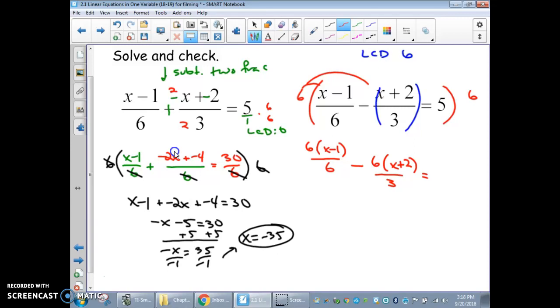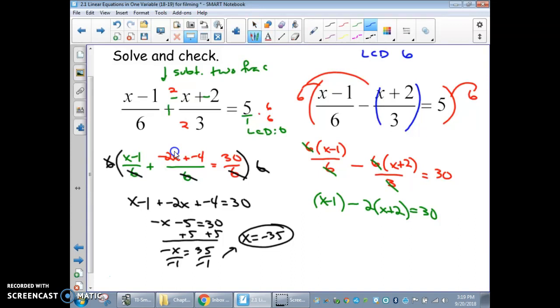And then on the right-hand side, when we distribute, we end up with 30. When we go to reduce, 6 over 6 turns out to be 1. And so I'm left with x minus 1. In the second fraction, we have subtraction. 6 over 3 reduces to 2. And we're left with 2 times the quantity x plus 2 equals 30.